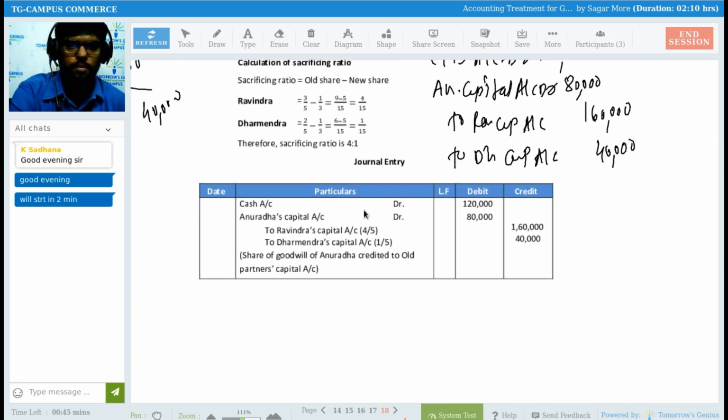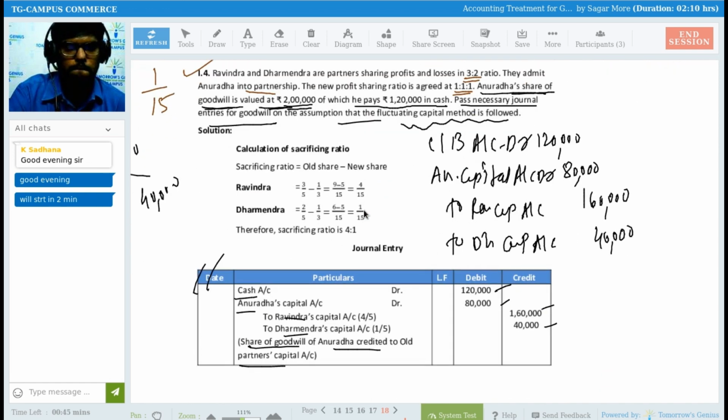See this answer. Cash, Anuradha, Ravindra and Dharmendra. Share of goodwill of Anuradha credited to the old partners' capital accounts. Understood these?